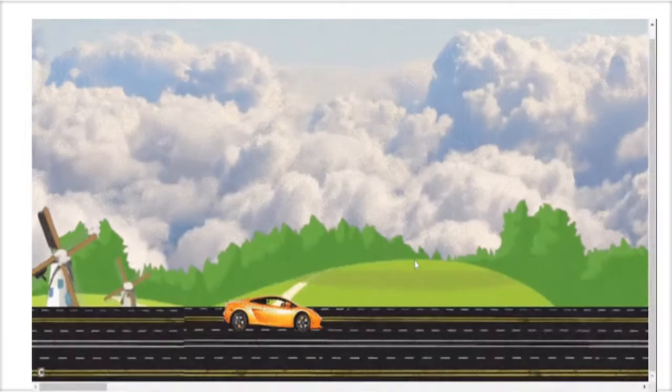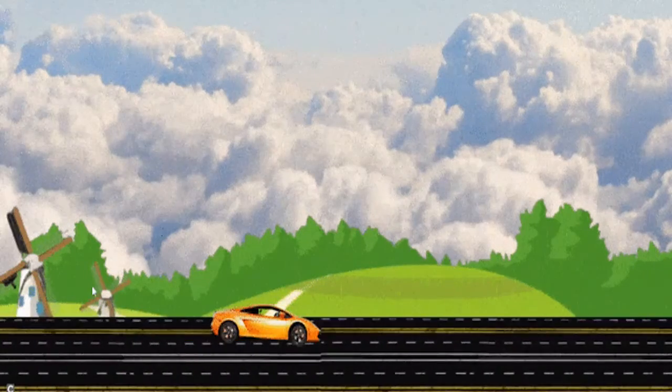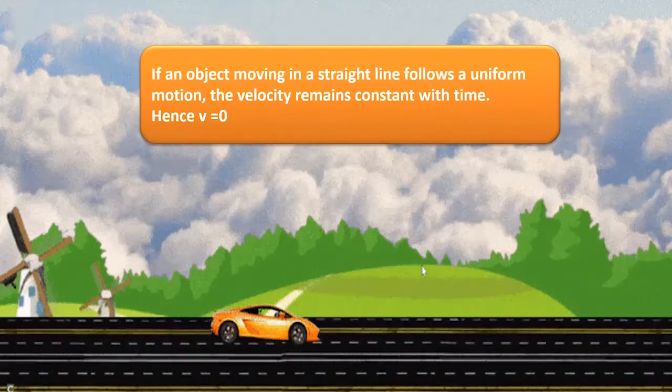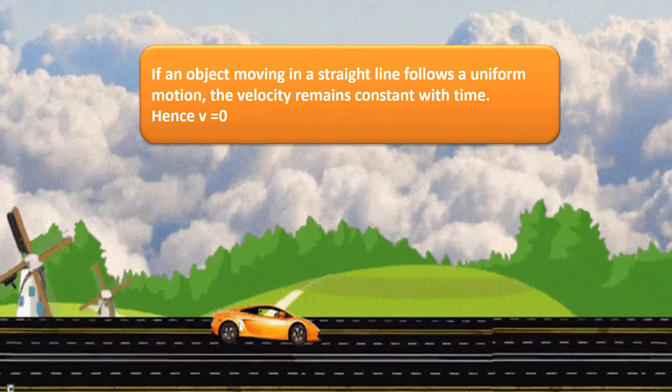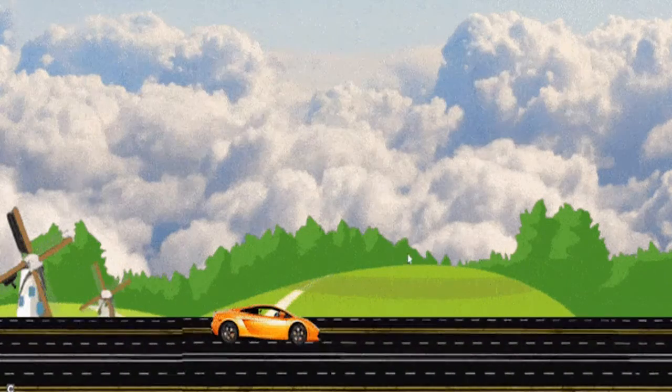If an object moving in a straight line follows a uniform motion, the velocity remains constant with time. Hence, the change in velocity is 0 at any time interval. In case of non-uniform motion, the velocity varies with time. The velocity is different at different intervals of time at different points. Hence, the change in velocity is not 0 at any time interval.